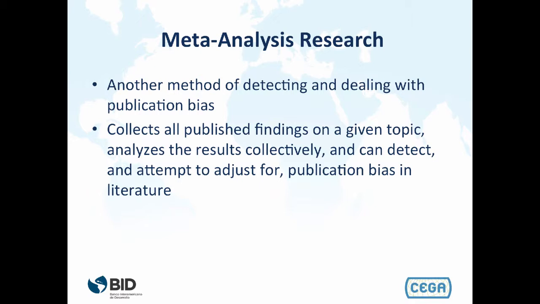Meta-analysis research is also another method of detecting and dealing with publication bias to the extent that it is able to collect information from a wide array of published findings. However, of course, by definition, if the meta-analysis is only using the published findings, it already may be skewed by the publication bias of what is basically publicly available.